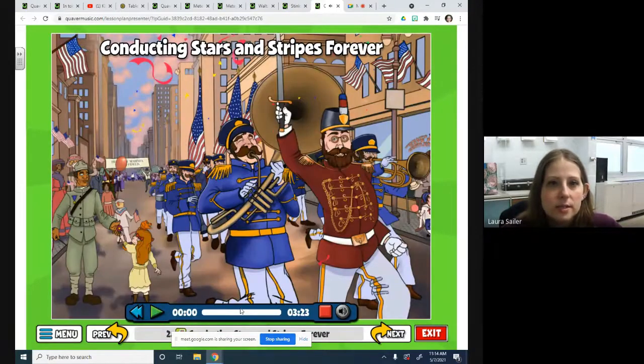And then we have Conducting Stars and Stripes Forever. And I don't know if we talked about Stars and Stripes Forever, but it is an example of a march. And a march is a piece of music that marching bands would usually perform. And you can see there's a marching band there, and usually at patriotic celebrations. So like 4th of July, Veterans Day, Memorial Day, you might hear a lot of marches. And Stars and Stripes Forever is one of the more famous march pieces written, and is by a composer named John Philip Sousa.